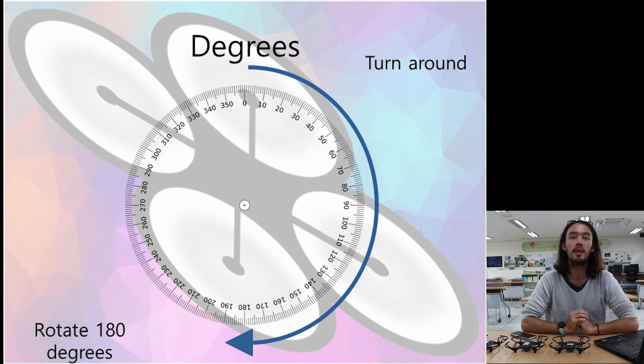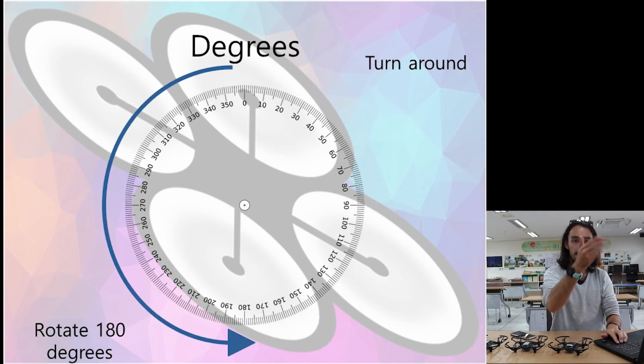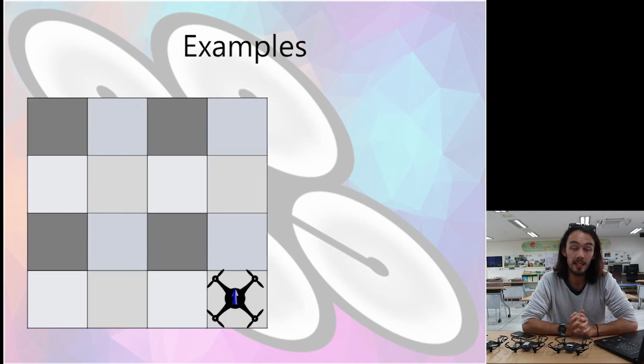Another example is turn around, or I can say rotate 180 degrees. Here's the front, and then we rotate all the way, so now the front is pointing towards me. We can rotate this way or that way, it doesn't matter, or I can mean turn around. Now let's go through some examples for the key expressions and how we can use the words that we have just learned.